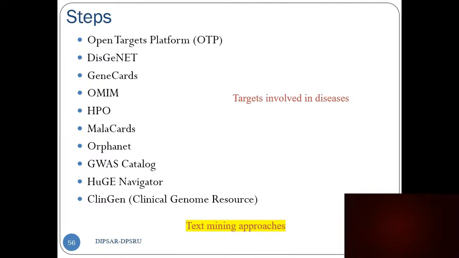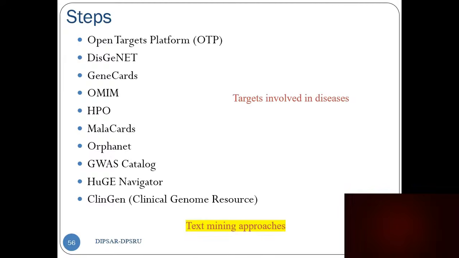It will take time. First, you should understand the web server or the database from where you are pulling the data. So I told you the first step is to pull out the targets which are involved in a particular disease. For example, you are working on diabetes, or someone of you is working on Alzheimer's, or arthritis, whatever your research area of interest. If someone is working on diabetes, they have to pull out all the targets which are involved in diabetes.